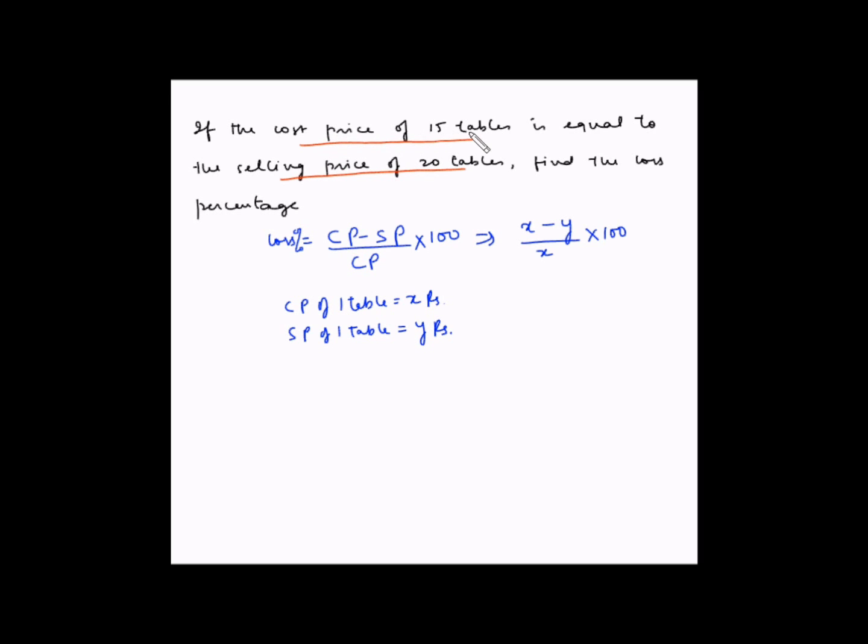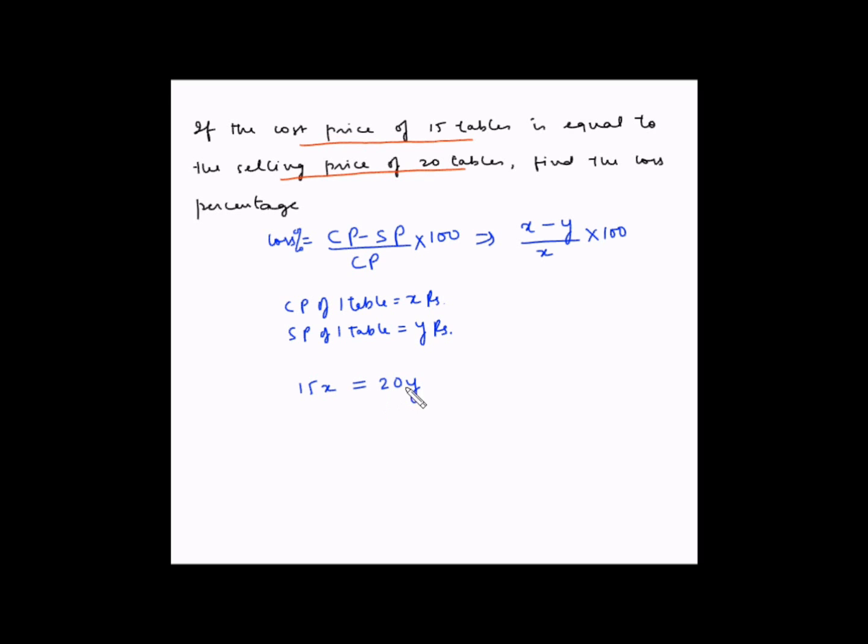So now let's express this example in terms of X and Y. So cost price of 15 tables. So cost price of one table is X. So cost price of 15 tables is 15 multiplied by X. So 15 times X is equal to the selling price of 20 tables. So selling price of one table is Y. So for 20 tables, it will be 20 multiplied by Y. So 20 times Y.